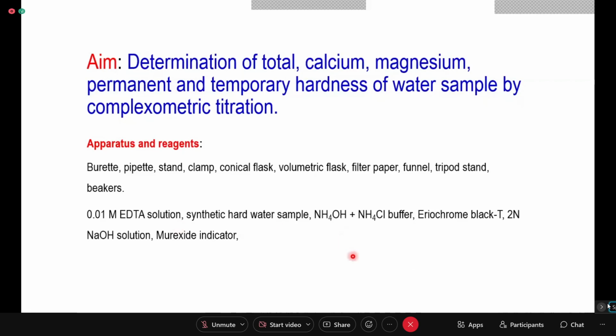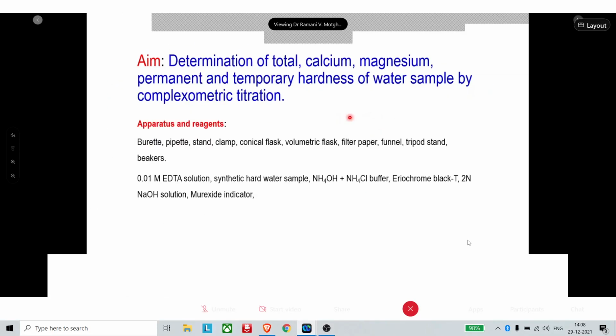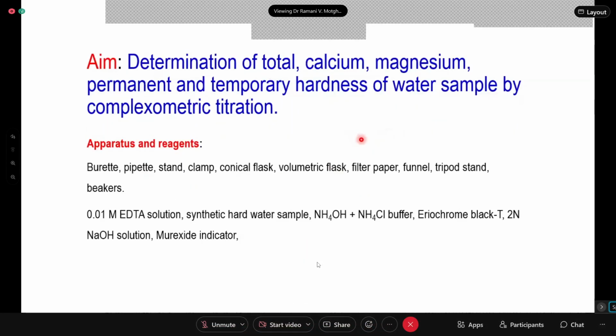Such type of things should come from your side, and we should discuss those things. Okay. So I'll give you the PDF of this PPT. I'll make a PDF and put it here so that you can anytime refer to this experiment. Okay. So coming to the experiment, a synthetic hard water is specially prepared in the laboratory and that is given to you.